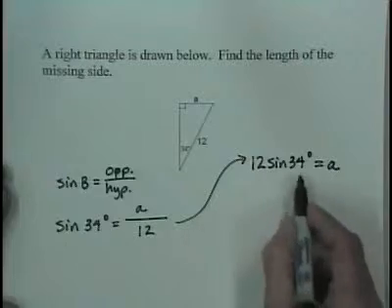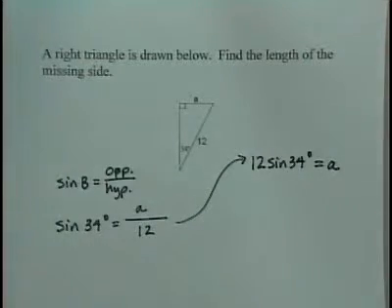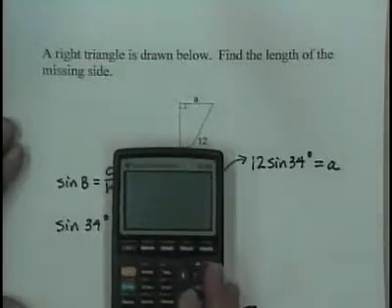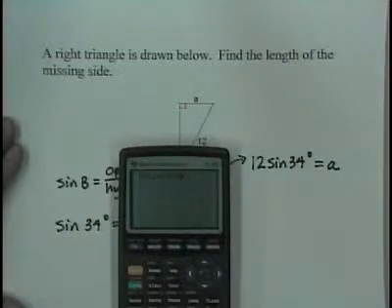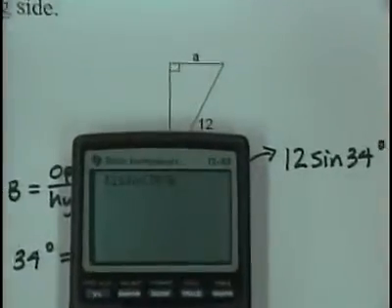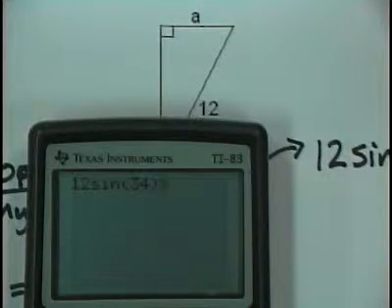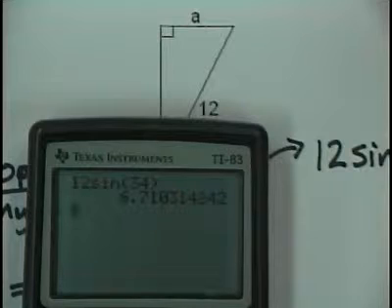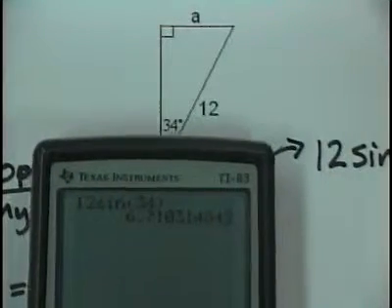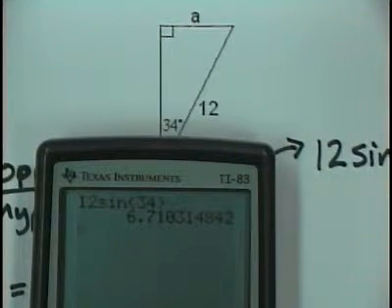And now I'm going to use a calculator to find that number. On my keypad, I'll type 12, choose sine, and enter 34 because I know I'm in degree mode. Let me zoom in and show you how that looks. We're looking for 12 sine 34. That's 6.7103. Rounding to 1 decimal place, we could say that side A has length 6.7.